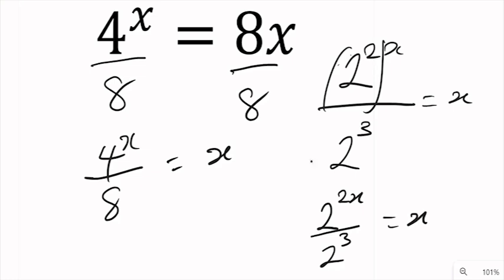Now bear this in mind. Now we have x equals 2 raised to the power 2x divided by 2 raised to the power 3. So let me just take this off.